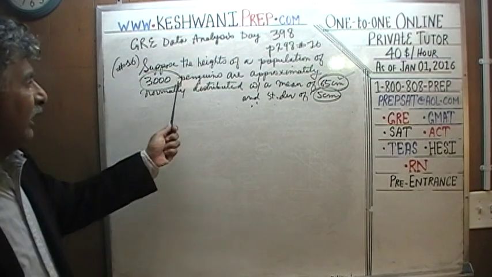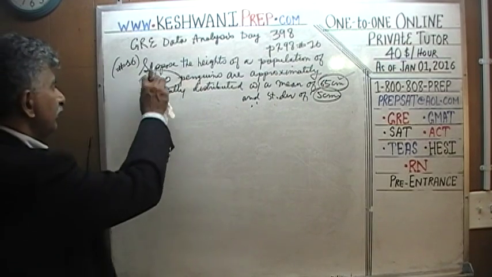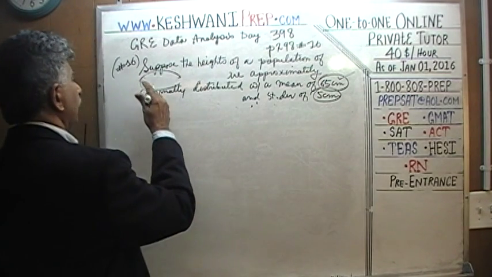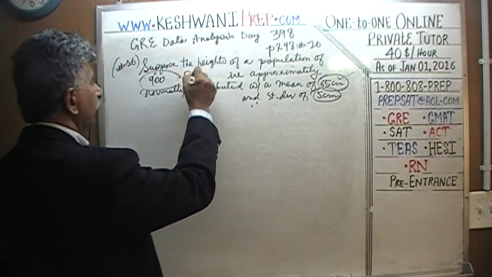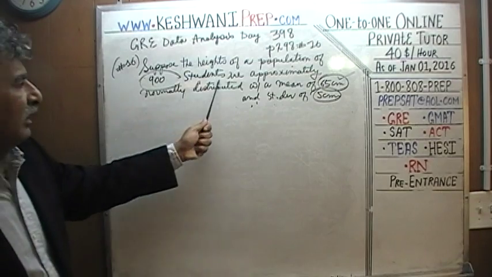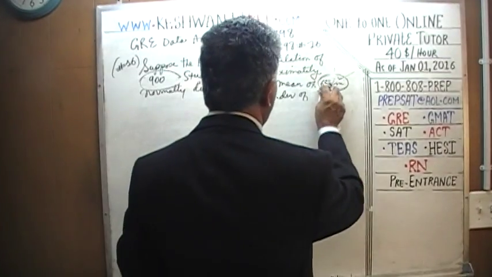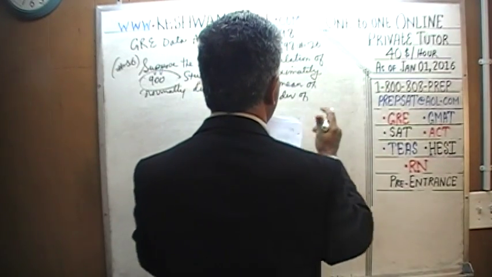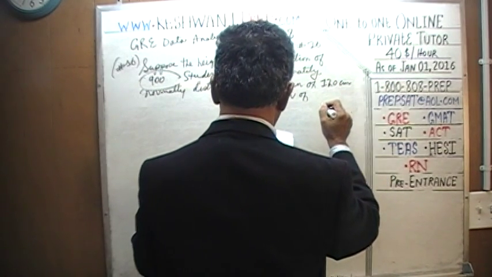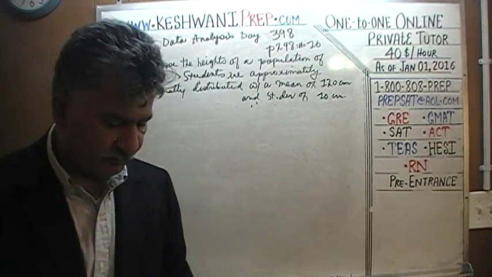Problem number 16 reads, suppose that the height of a population of 3,000 penguins, instead of 3,000 penguins, we're just going to have 900 students. Suppose the height of a population of 900 students are approximately normally distributed with a mean of 120 centimeters and a standard deviation of 10 centimeters. Given these facts, here's the first question.